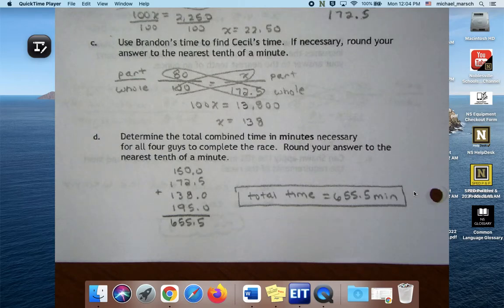Okay, when you're done, put this in your jam behind the conversion practice we just did. We will continue this tomorrow.